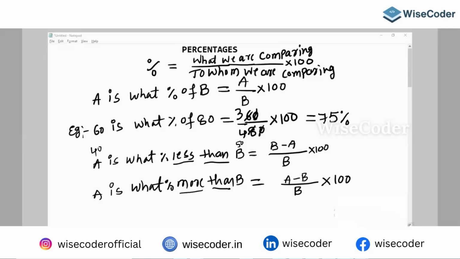So three formulas. Look at here. A is what percent of B? A by B into 100. I am comparing A with B. A is what percent less than B? I am comparing less, so the difference, B minus A by B. Why B minus A? Because B is more. A is what percent more than B? A minus B. Why A minus B? Because A is more. By B into 100. So if you know this particular fundas, you can do wonders in percentages. So this is all about the basic stuff.